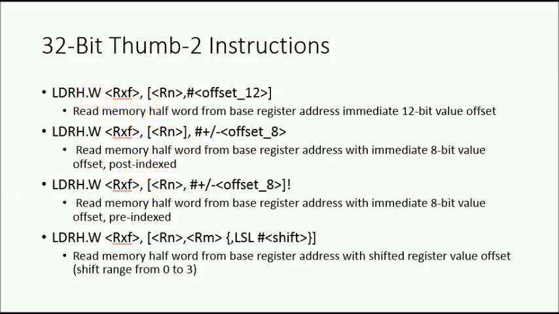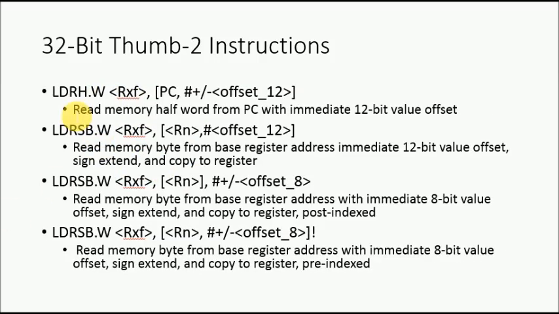In the next case, here also: ldrh.w rxf, pc, #+/-offset 12. Now this is a very simple instruction. This is a load instruction, and the data from memory is loaded into this register. The base address is present in PC, whereas the offset is given immediately in the instruction, which is 12-bit. And one more facility is given: the offset may be positive or may be negative. We can specify that in the instruction.